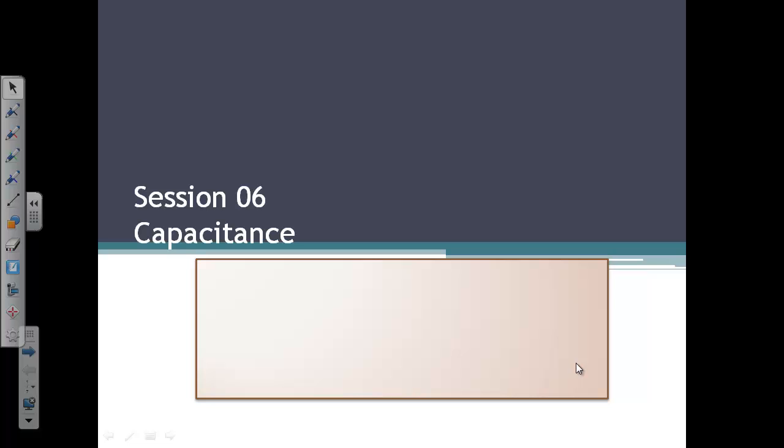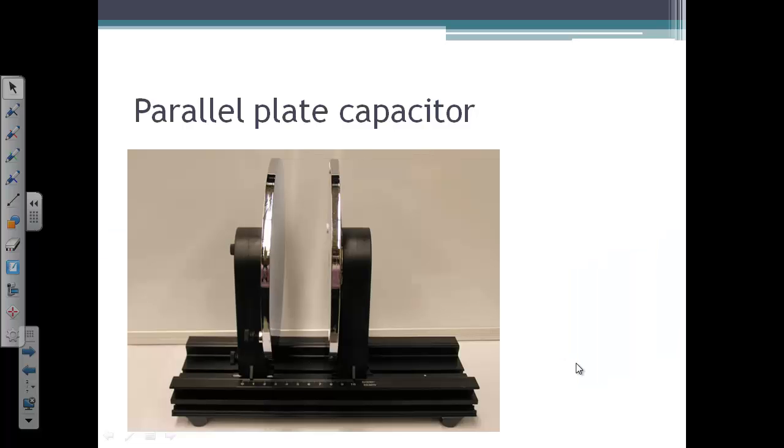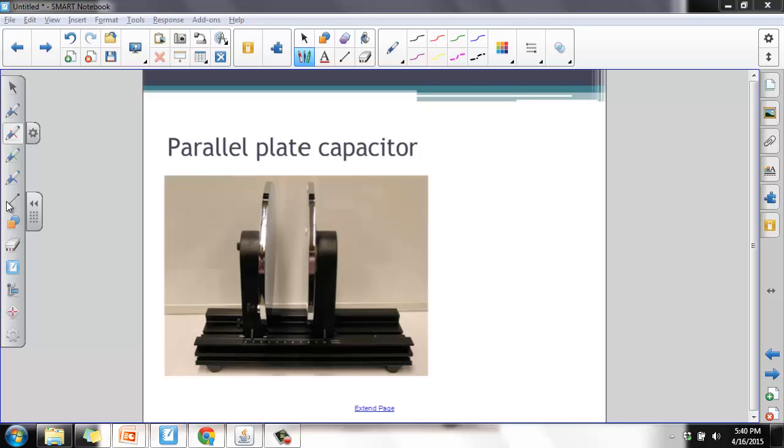Let's talk about capacitance. We've already talked before about parallel plate capacitors. A parallel plate capacitor has two plates, one where you can put on a positive charge plus Q, and one where you can put on a negative charge minus Q. They're separated by distance d, and they each have an area A, which is represented by the circle of their area.